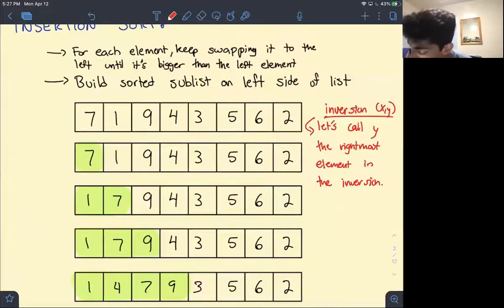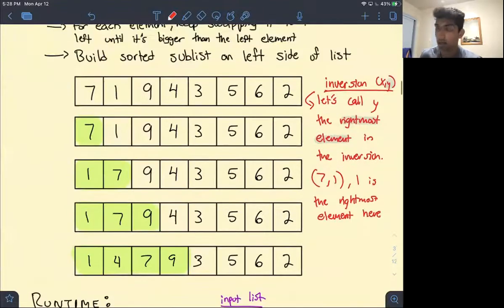I'm going to be saying this idea of the rightmost element pretty often in the next few minutes. So when we have an inversion x comma y, y is going to be the rightmost element in that inversion. For a quick example, if we look at the inversion between 7 comma 1, 1 is the rightmost element here. Why is this relevant? It seems kind of silly that I brought this up.